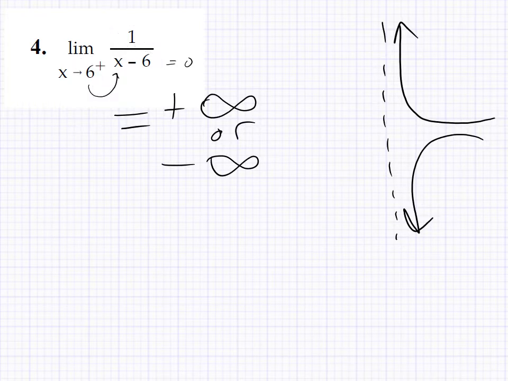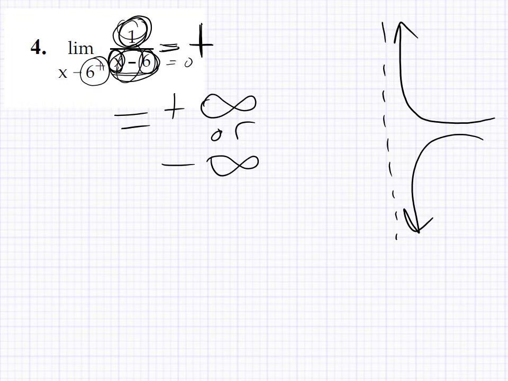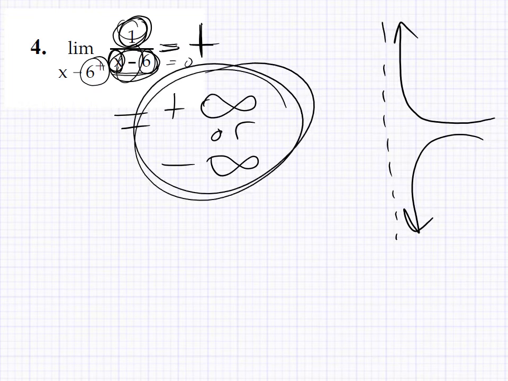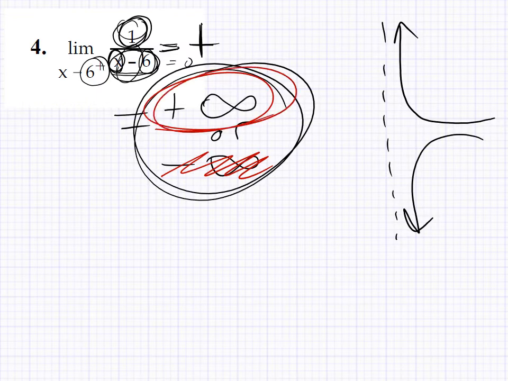Well, the way we decide which one it is, we simply look at what happens if we plug in something on the right side of 6. Right side of 6 means bigger than 6. So if I plug something bigger than 6 here and I subtract 6 from it, I'm going to get a positive value. This is always positive, so if I have a positive over positive, I know whatever answer I'm going to get out of this thing will be positive. Well, if my options were either positive or negative infinity, that tells me that positive infinity had to have been the answer.